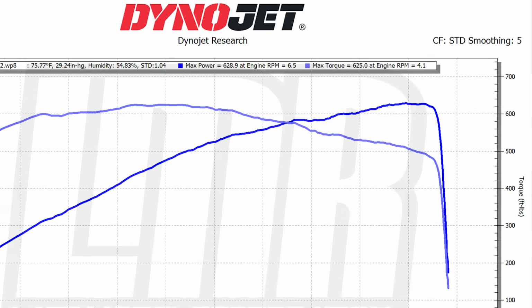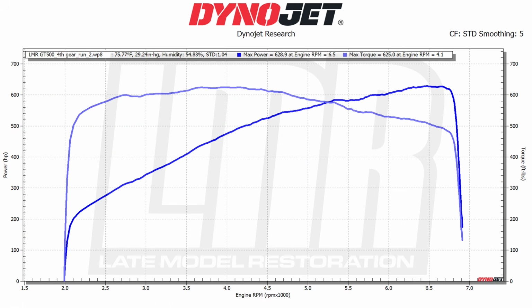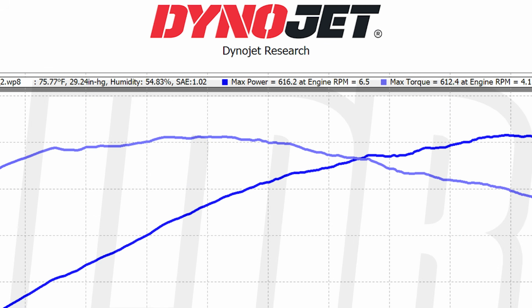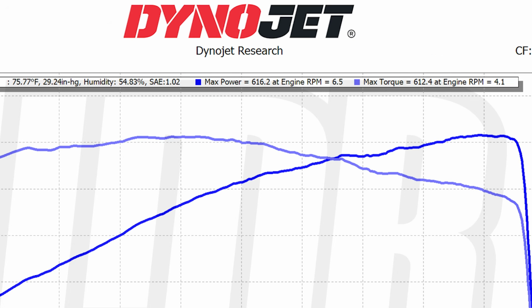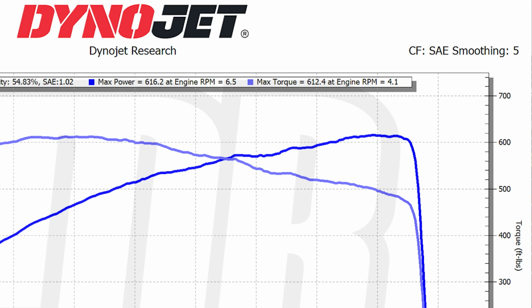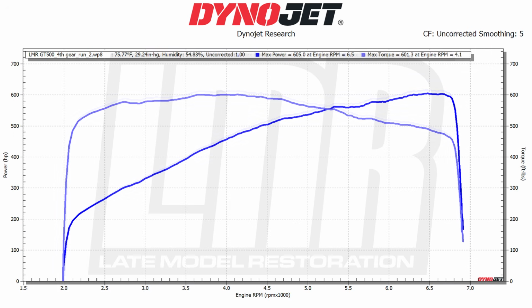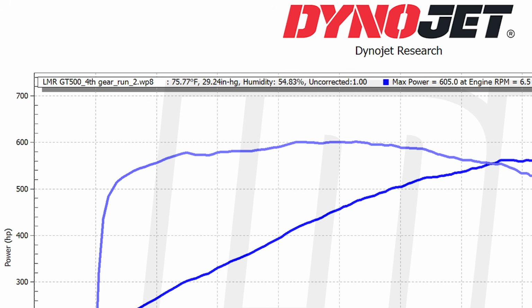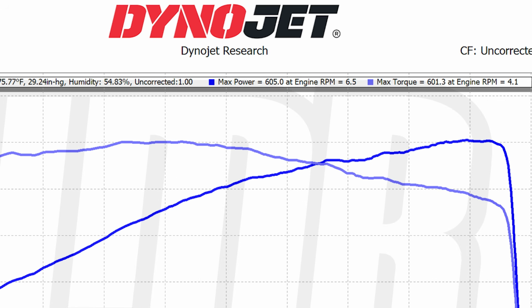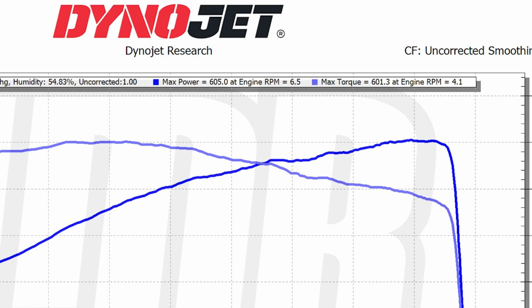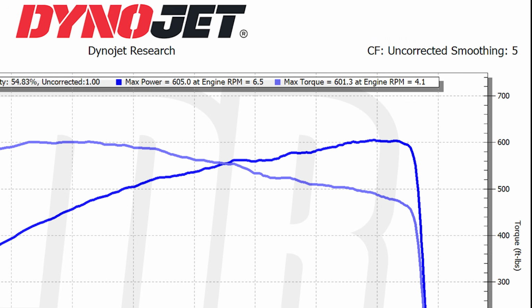All right, so let's back that down to SAE, 616.2 horsepower, 612.4 pound-feet of torque, and then uncorrected, which we had some good conditions that morning when we downloaded that car. It was 75.77 degrees, 54.83% humidity. Pressure for this one was 29.24 inches of mercury. But uncorrected in those conditions, the car is making 605 horsepower and then 601.3 pound-feet of torque.